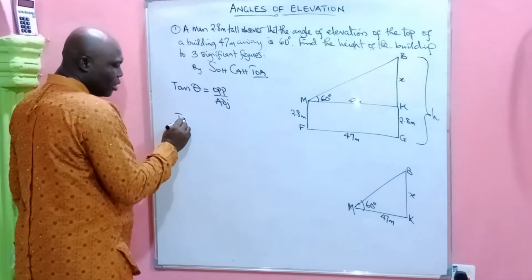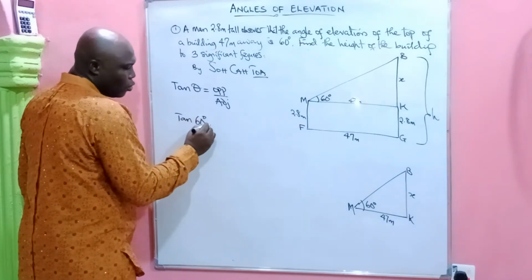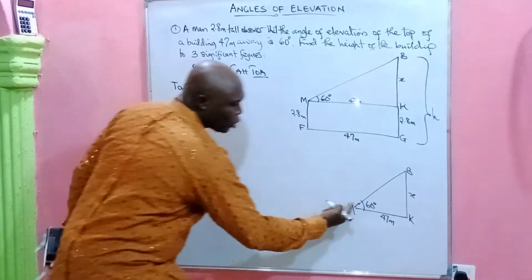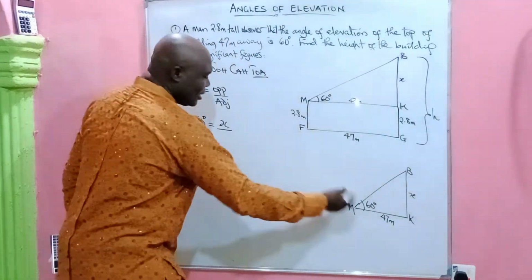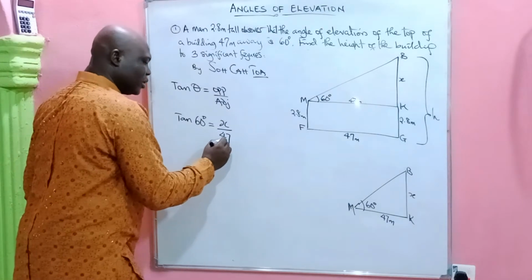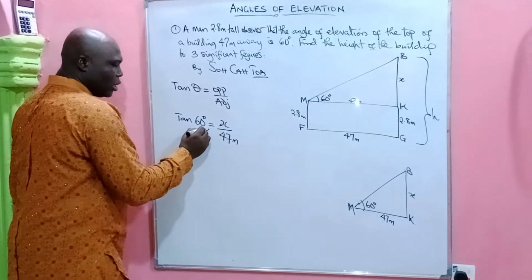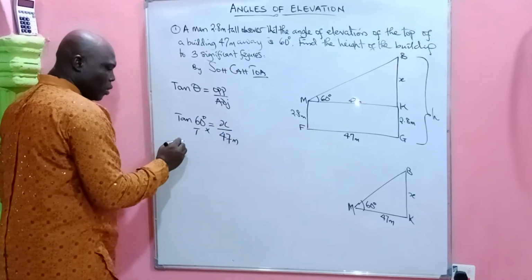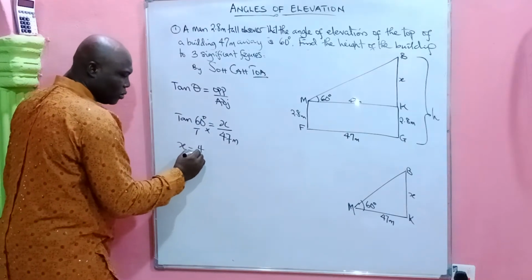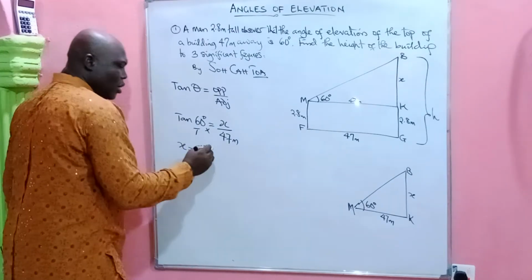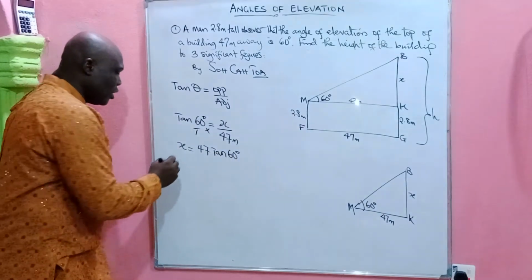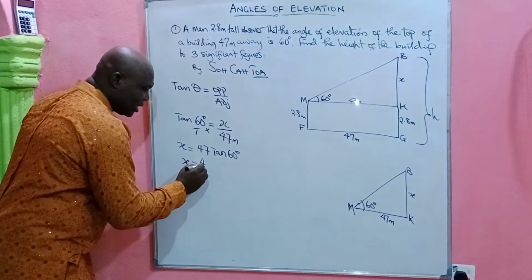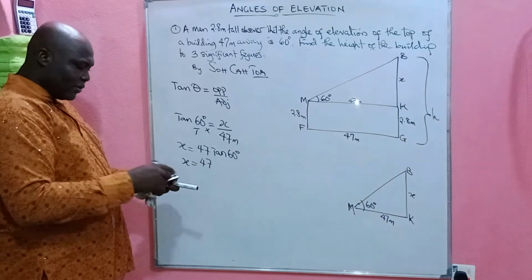So tan of 60 degrees will be equals to opposite, opposite is x, all over the adjacent is 47. So we have 47 meters. Make this over 1. So we are looking for x. x times 1 will give us x, which will be equals to 47 times tan of 60 degrees. Please take note of that. So we are going to have x to be 47 times the tan of 60.